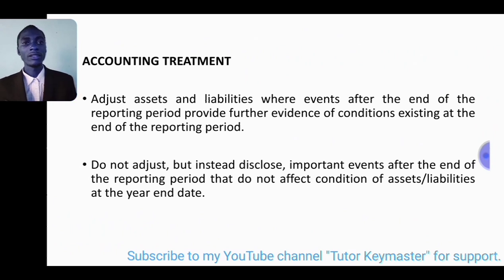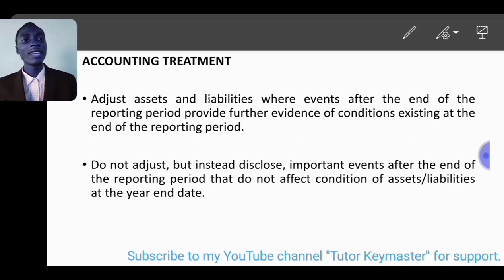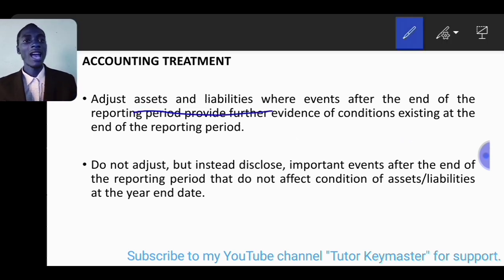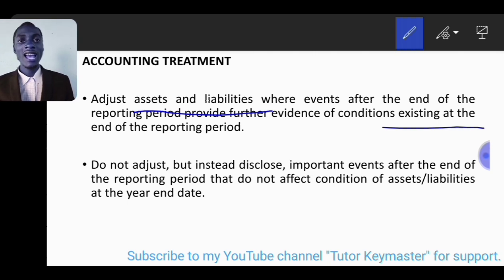What is the accounting treatment? For adjusting events, we always need to adjust assets and liabilities where events after the end of the reporting period provide further evidence of the conditions existing at the end of the reporting period. So if it is an adjusting event, you have to adjust your financial statements, that is adjusting either assets or liabilities, if the event confirms the conditions that existed at the reporting period.